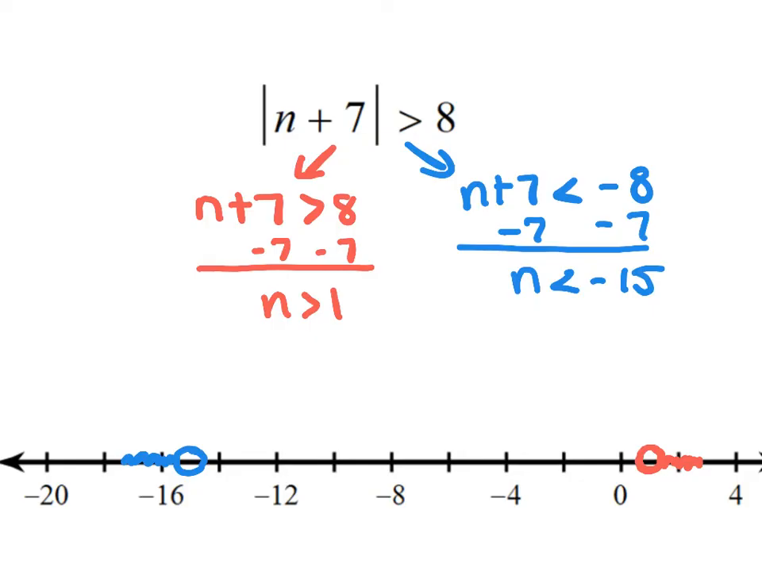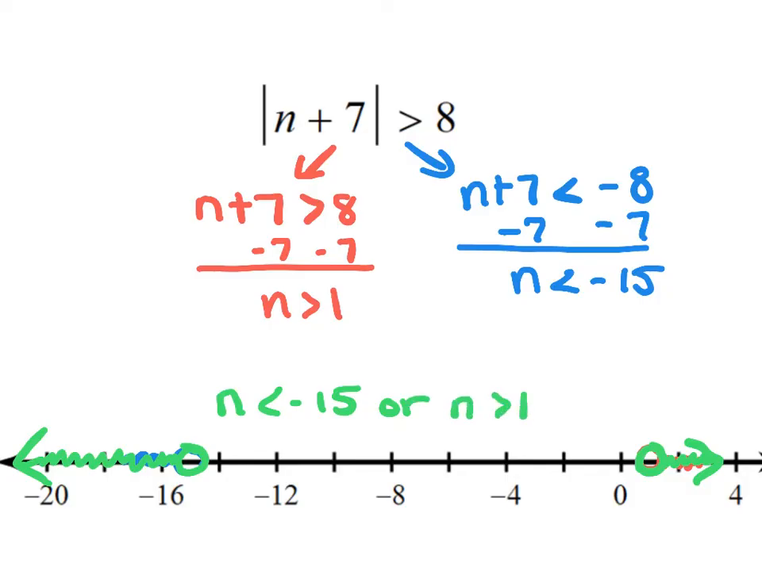So our final graph is we're just going to continue them in opposite directions. So we'd have our open circle at -15, draw our graph to the left, and then we have our open circle at 1, and draw your graph to the right. So if we were to rewrite this as an inequality, we're going to write them as two separate, like our standard OR inequality. So we can say that n is less than -15, or n is greater than 1.